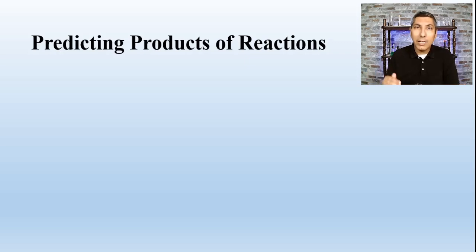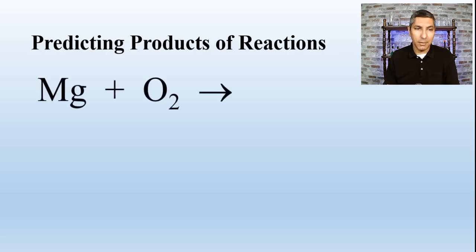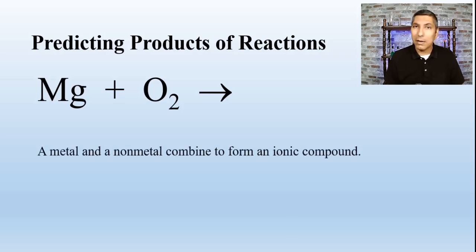Now, as we jump right into the concept of predicting products of reactions, we're going to start with the first example. Here we have Mg, which is magnesium, plus O2, which is oxygen gas. Now, these first few reactions that we're going to predict are going to be synthesis processes. A very common rule for a reaction like this is: a metal and a nonmetal combine to form an ionic compound. So basically what's going to happen here is these two elements are going to combine to make magnesium oxide, MgO.